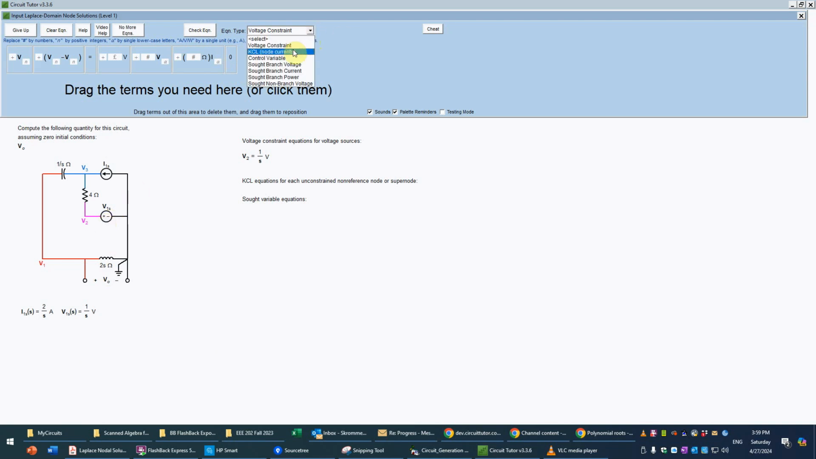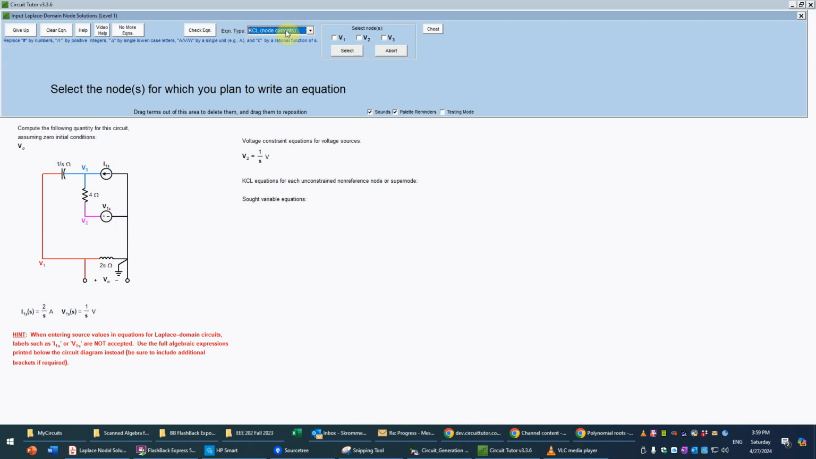So now we'll go to KCL, which are sort of the core equations for nodal analysis, of course, since nodal analysis is based on Kirchhoff's current law. And we'll look and see what nodes can we enter a KCL equation for. Well, node 1, you see, it does not have any attachments to voltage sources, so that one we can do. So we'll click on that one by itself and select that. We select one or more of these.